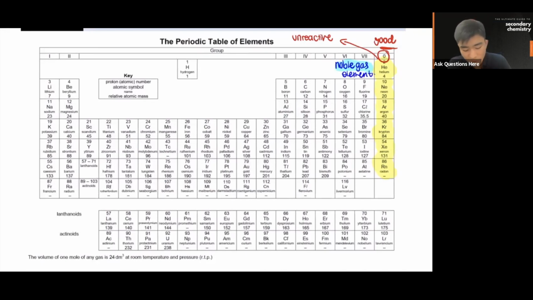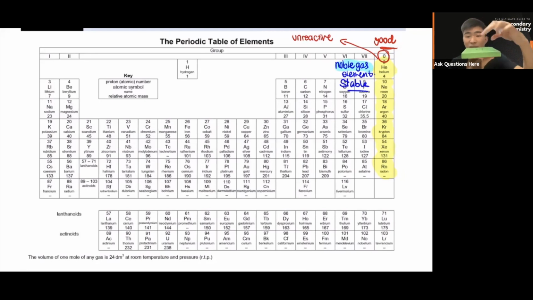So group number 0, you got helium, neon, argon, krypton, etc. all the way down, right? Now, why do they call it noble gas? Noble gas because it's very good, very stable. Just like I said already, why is it very stable? Because, let me give you an example again.